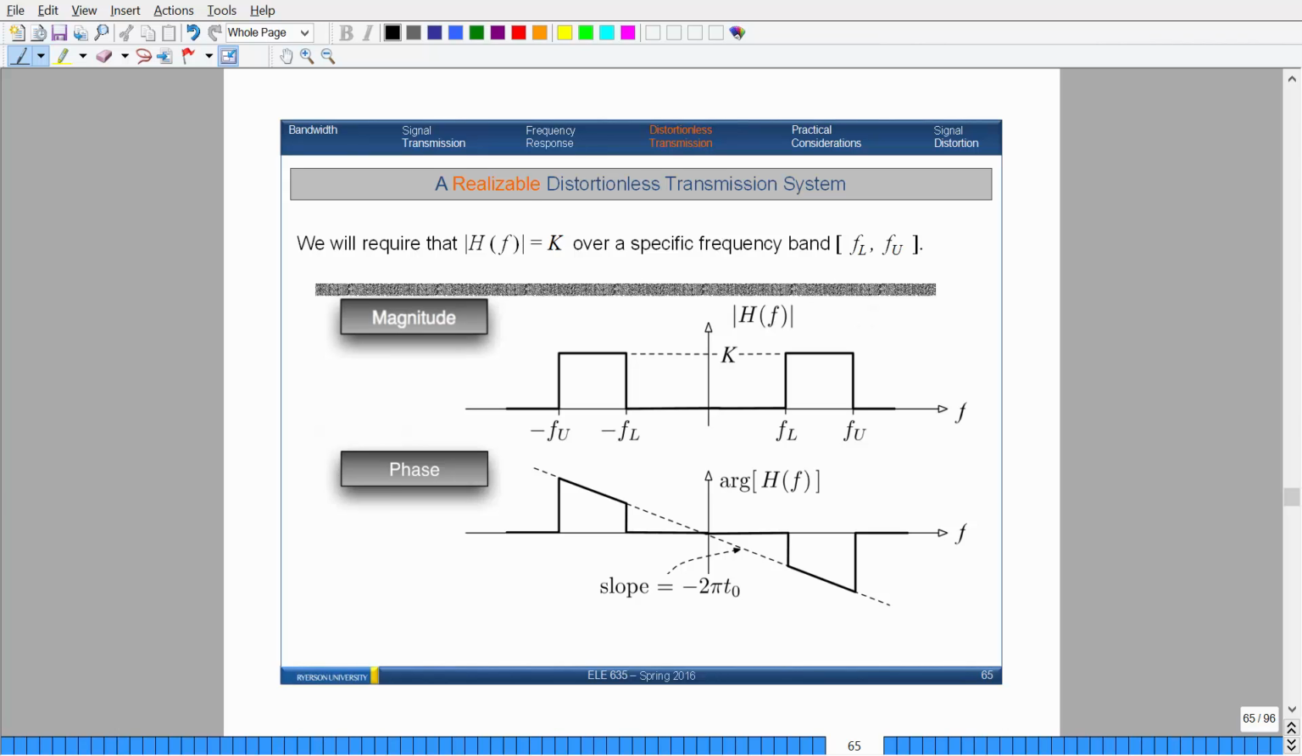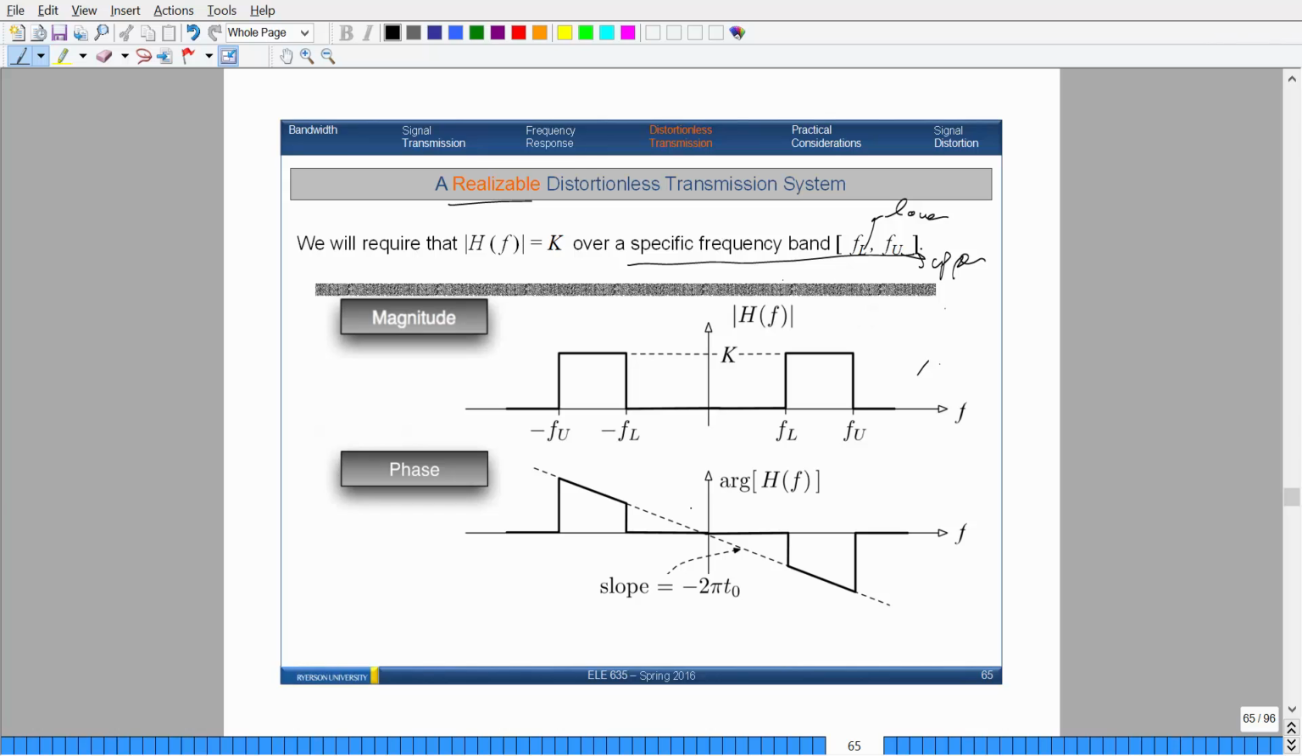Okay, so in this case, for a realizable system, you want it to satisfy the distortionless property over some specific frequency range from FL to FU, where FL is the lower limit and FU would be the upper. So instead of having it completely flat all across the spectrum, you only have it flat within a certain range of frequencies, which is what we have here.